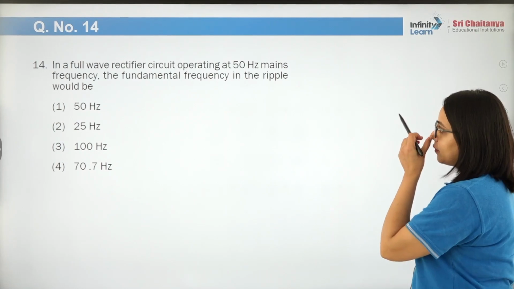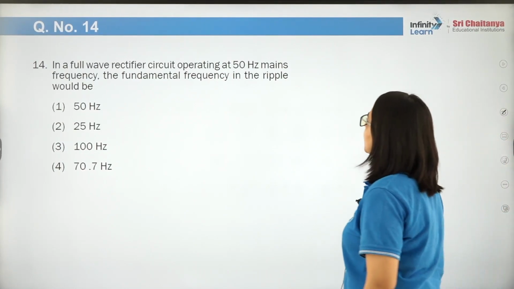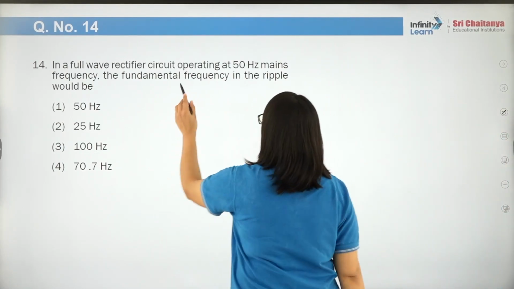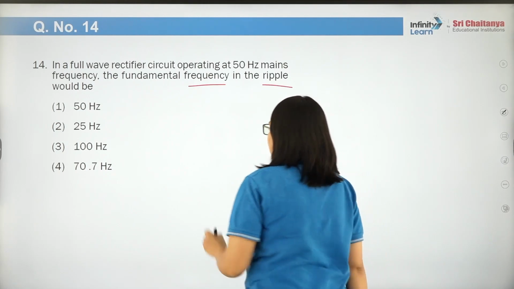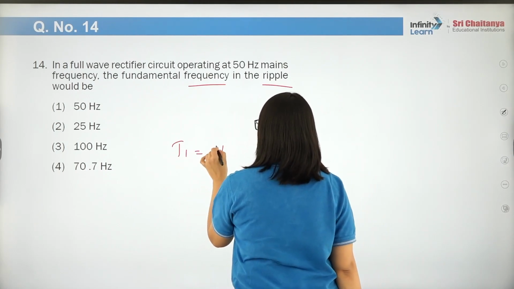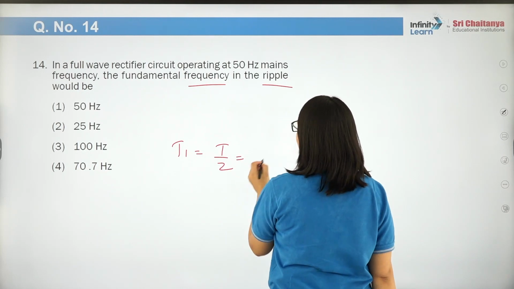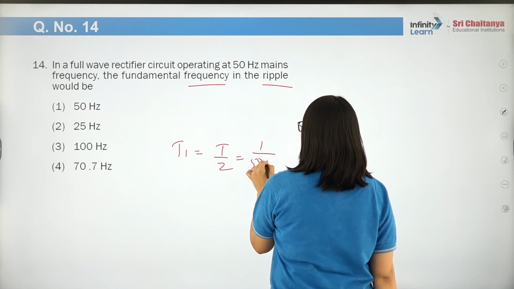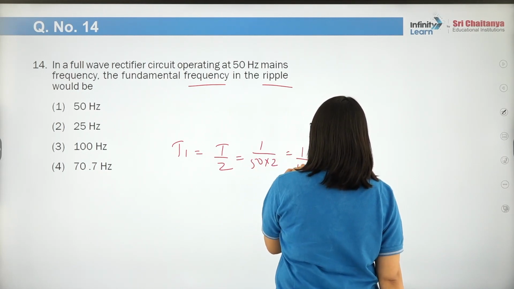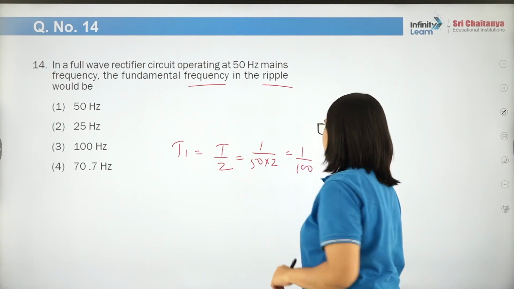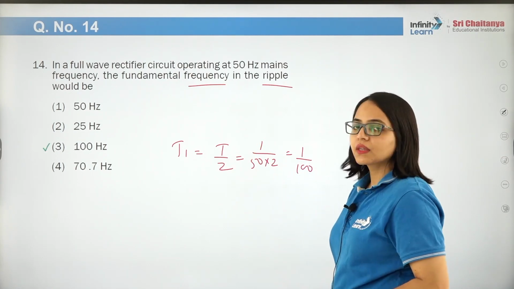Question number 14, in a full wave rectifier circuit operating at 50 Hz, the fundamental frequency in the ripple would be. So in this case T1 will be T by 2, which is equal to 1 upon 50 into 2, which is 1 upon 100. So frequency will be 1 upon time period, which is 100 Hz.